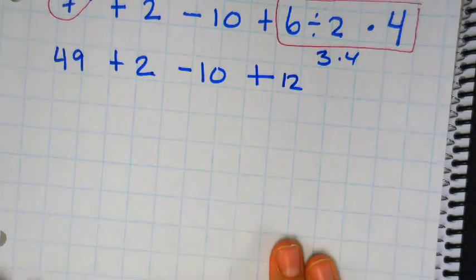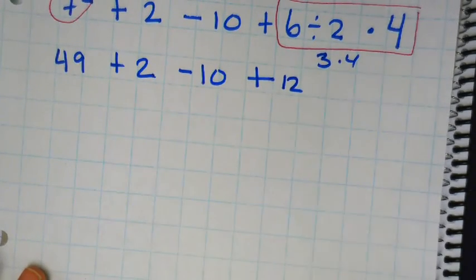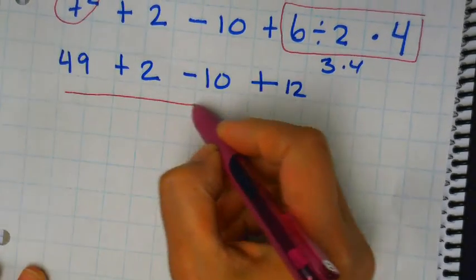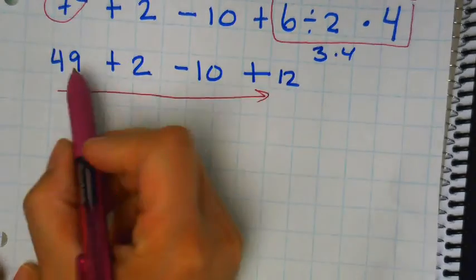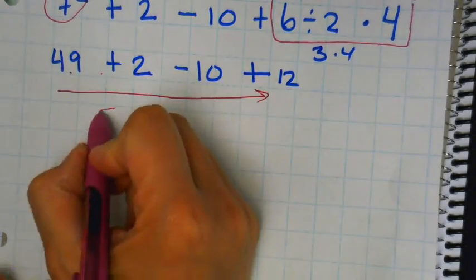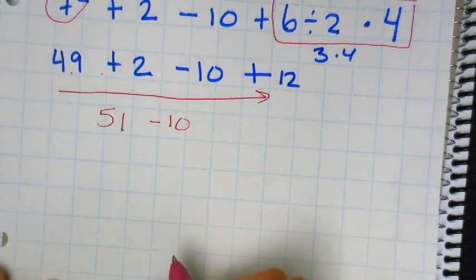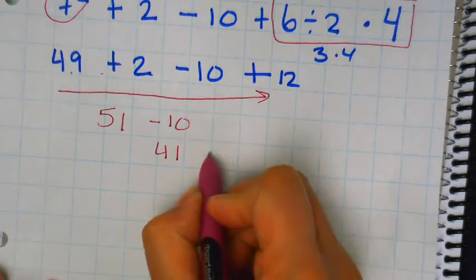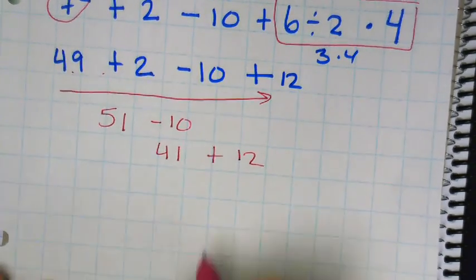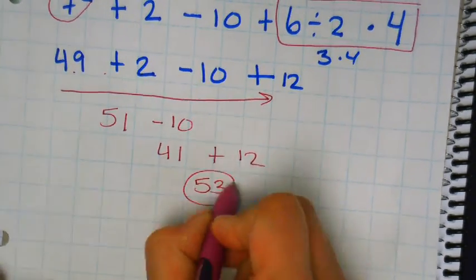And now you have just adding and subtracting. So you just go from left all the way to the right. So 49 plus 2, 51 minus 10, 41 plus 12. Your final answer should be 53.